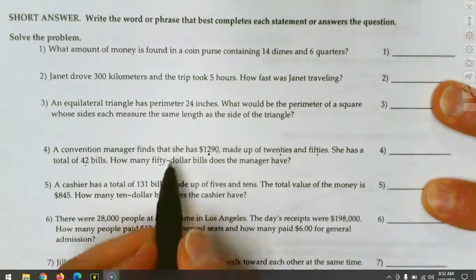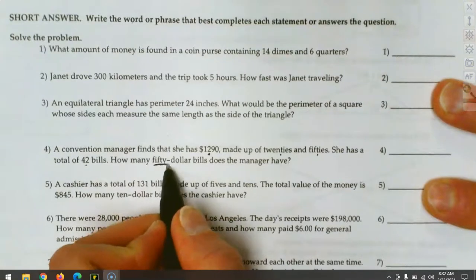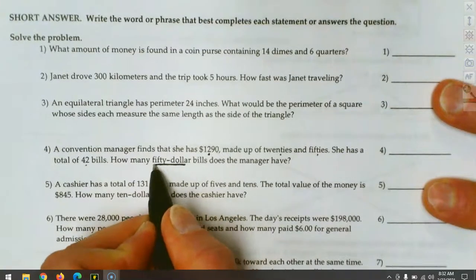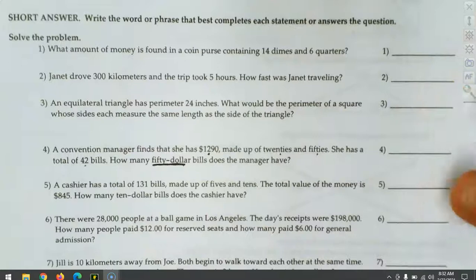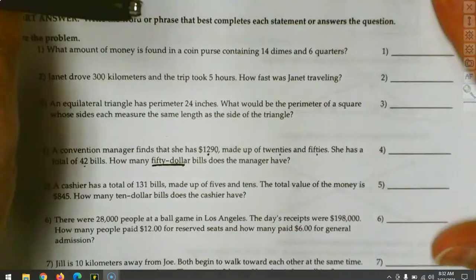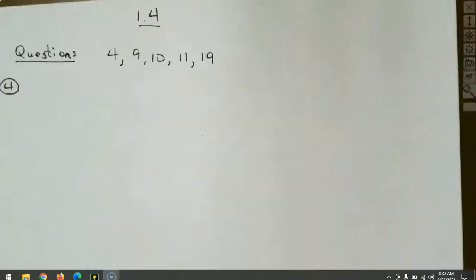Now, since we're looking for the $50 bills, I'm going to try and call that one X. So we'll do that one first. That way we don't have to rework it again at the end. Now, what do we have? We've got the number of bills, and we've got the value of those bills. So when we look at our total value, that's going to be the number of bills times the value of those bills.